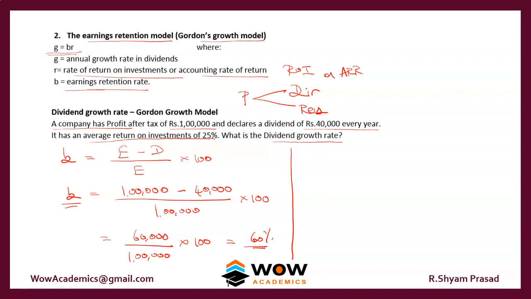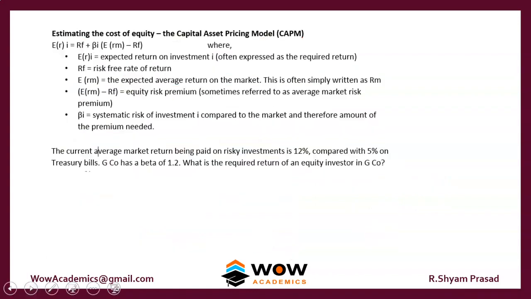So we will solve it again. We will try to get the G, the growth rate in dividend. The formula is B into R. B we just found out is 60%, into R. R is directly given as 25%. So we get the number 0.15. As this has to be in percentage, we multiply it by 100. So we get an answer of 15%. So the growth rate in dividend is 15%. Again, this is a 2-mark problem, or this might come as part of a 10-mark problem.